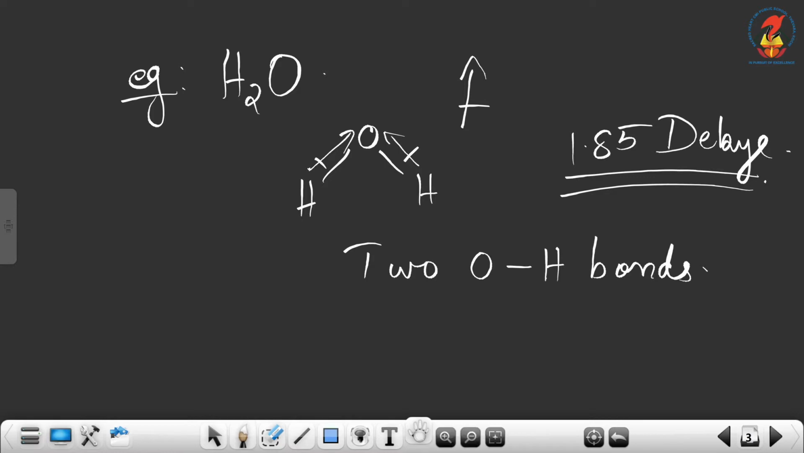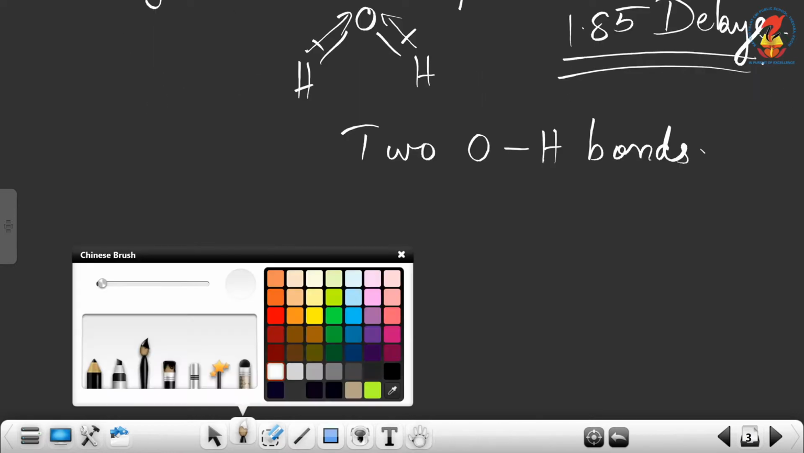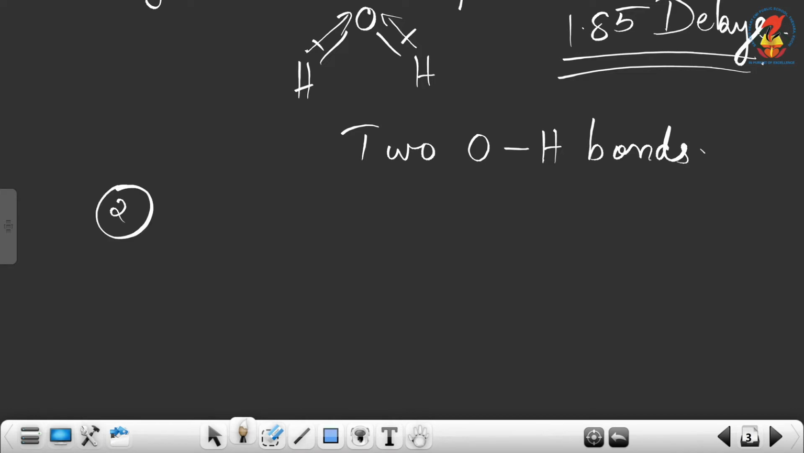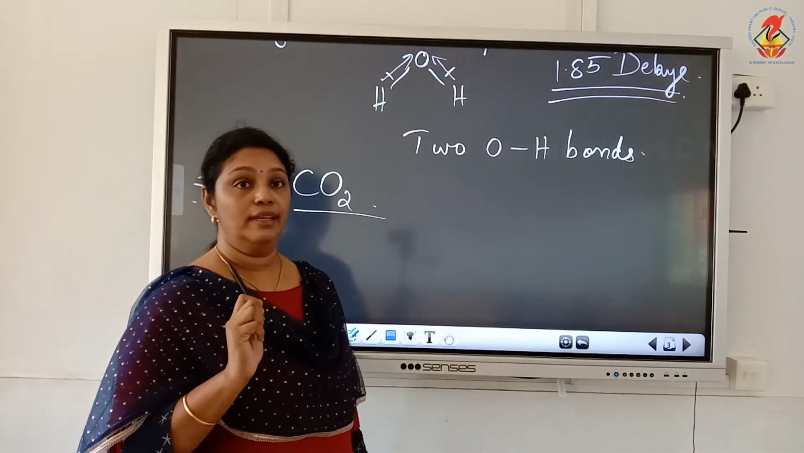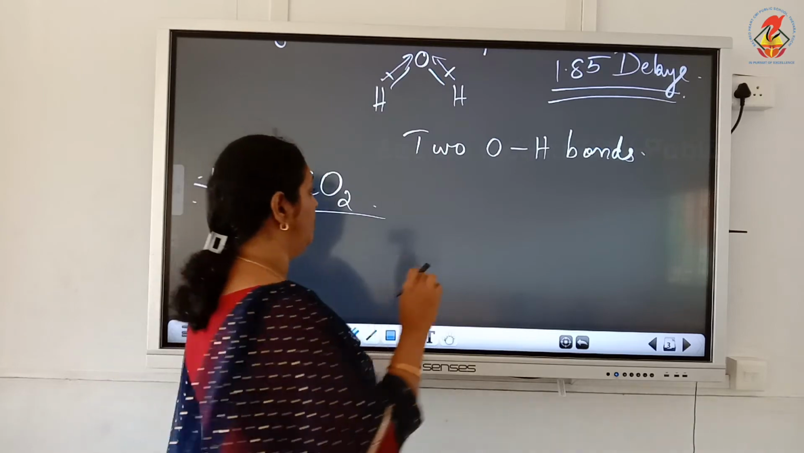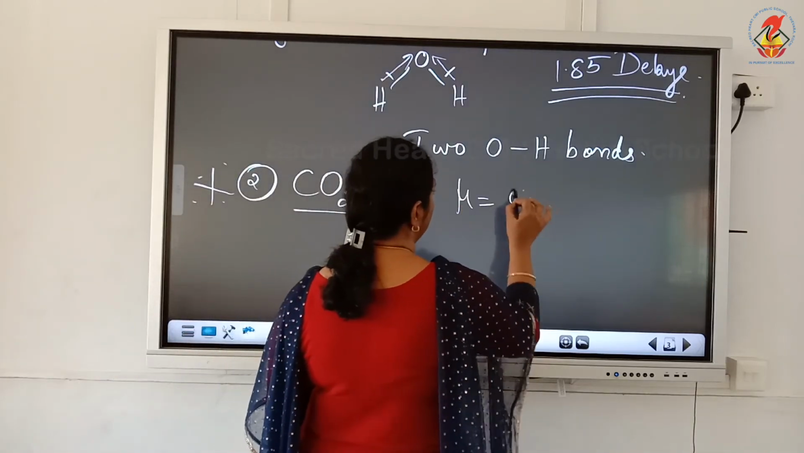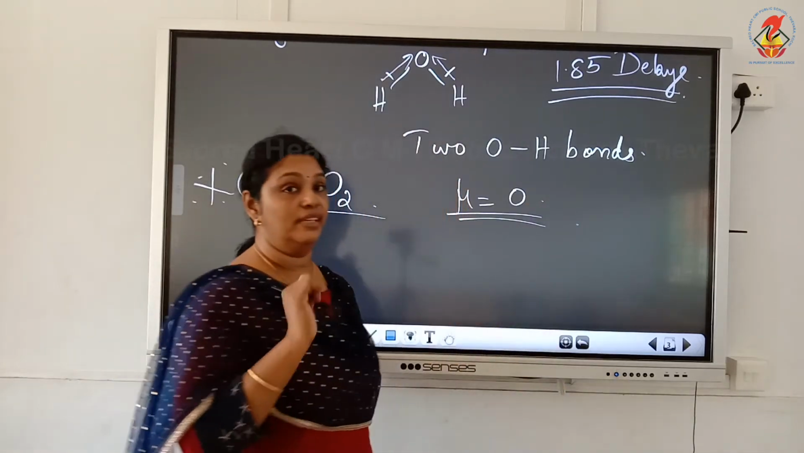Okay, so this is the first example. Now the second example is the carbon dioxide molecule. Now this is a very important question. The carbon dioxide molecule has zero dipole moment value, meaning its mu value is equal to 0. What is the reason for this?